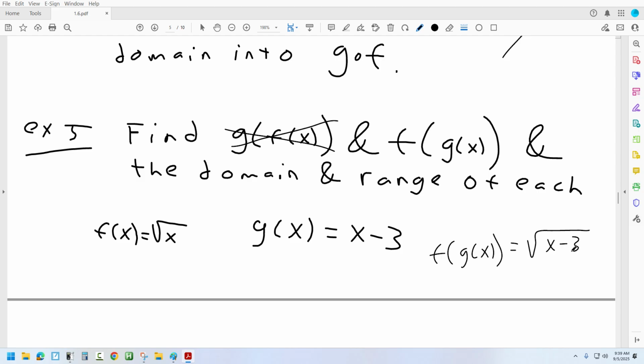If you composed it the other way, g of f, it would also be the square root of x minus 3, but it would just be square root x minus 3 on the outside. Okay? So that's your composed function. And now let's do the domain.